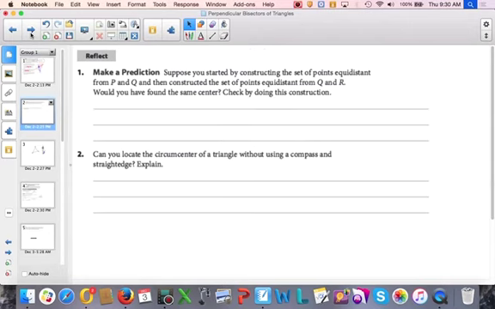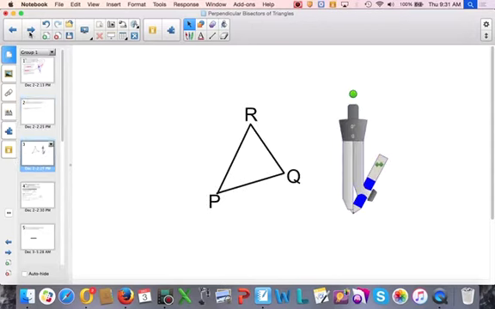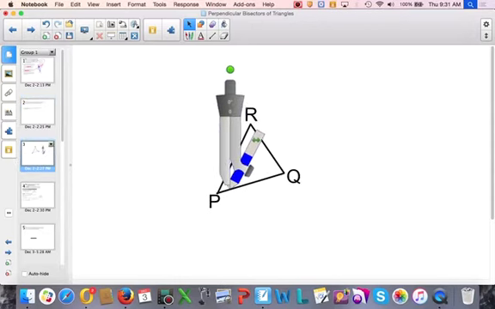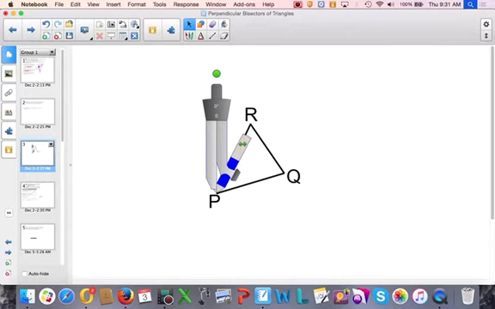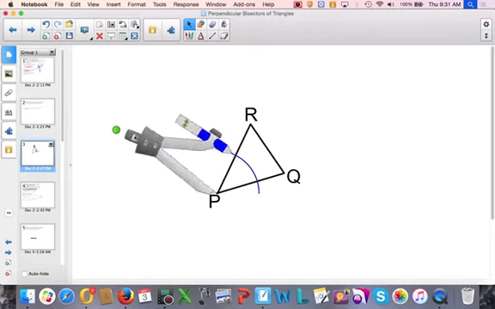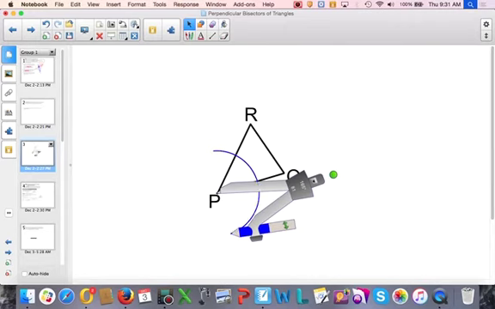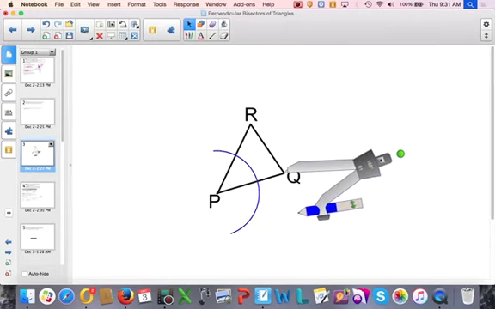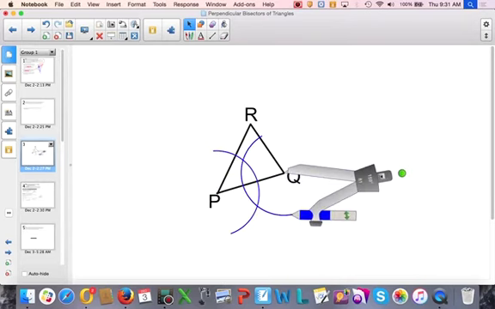So the problem is asking me to construct the perpendicular bisector of PQ and then QR. For PQ, remember that in order to make a perpendicular bisector, I need my compass setting to be a little bit more than half of the length of PQ. I swing my arc, and then I make the same arc from Q. I draw a line through the intersections of those arcs.